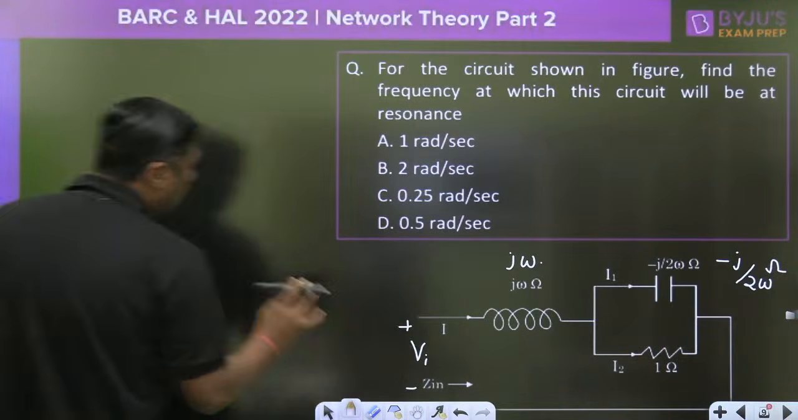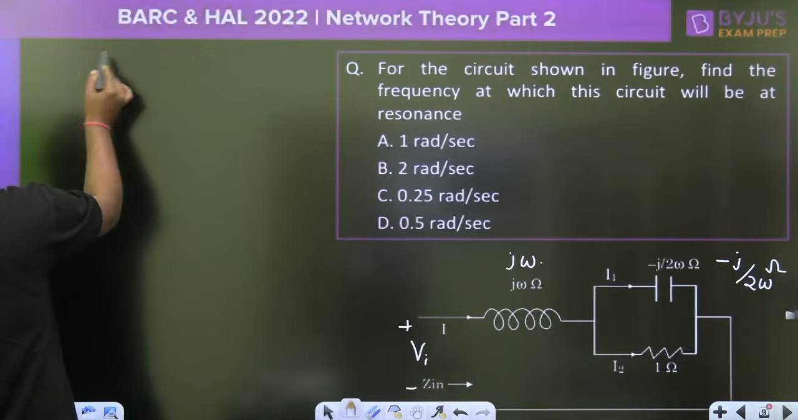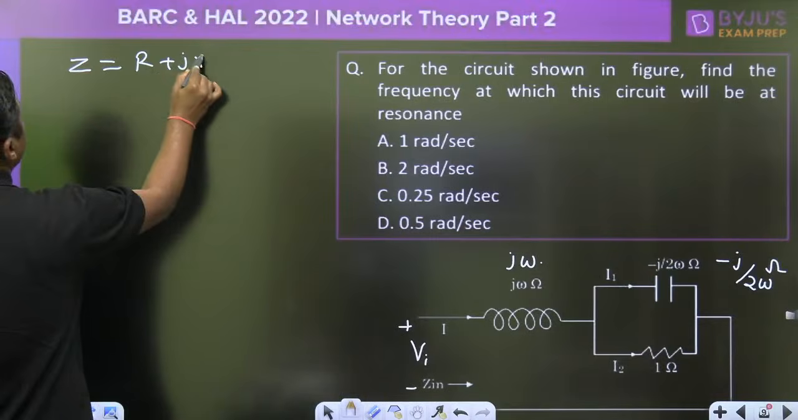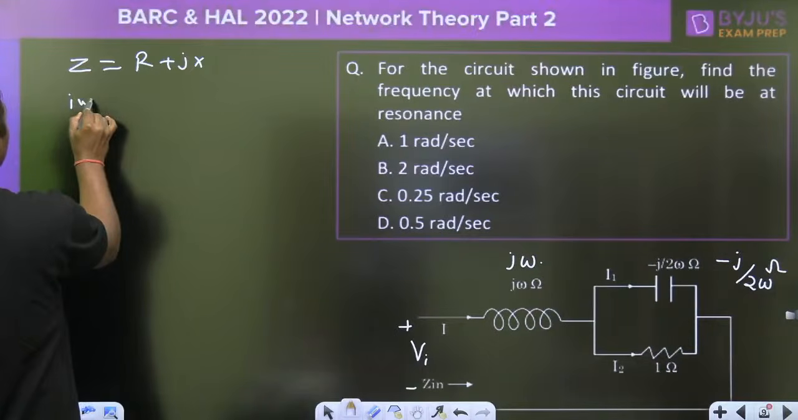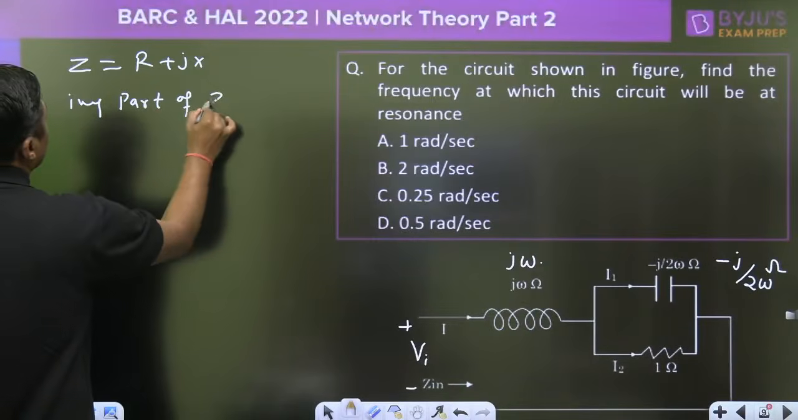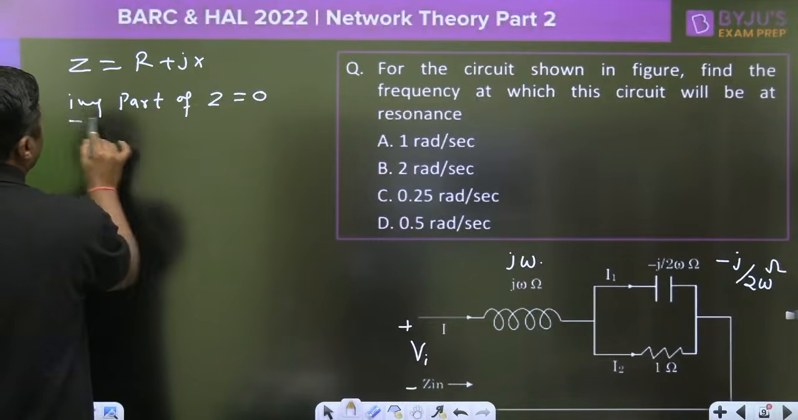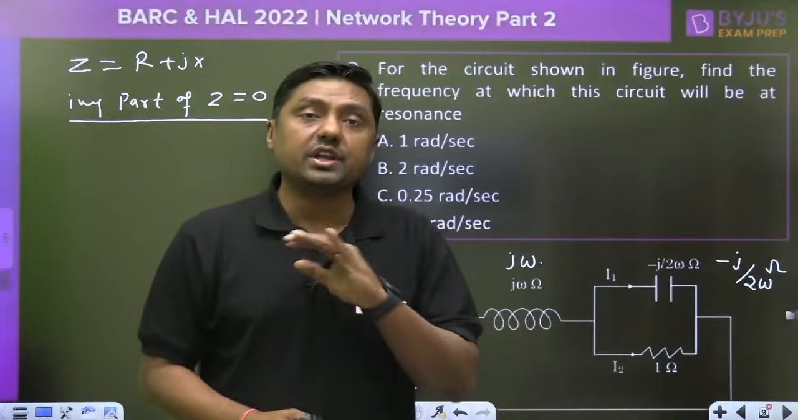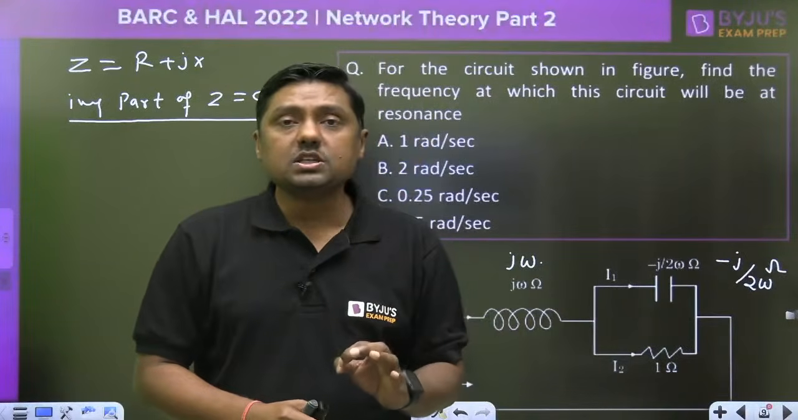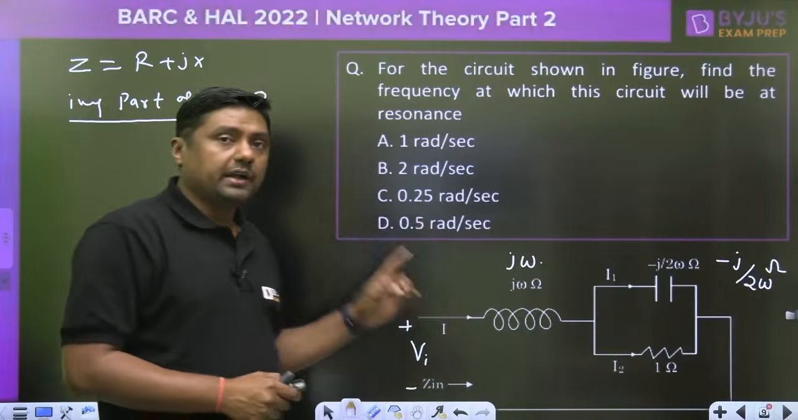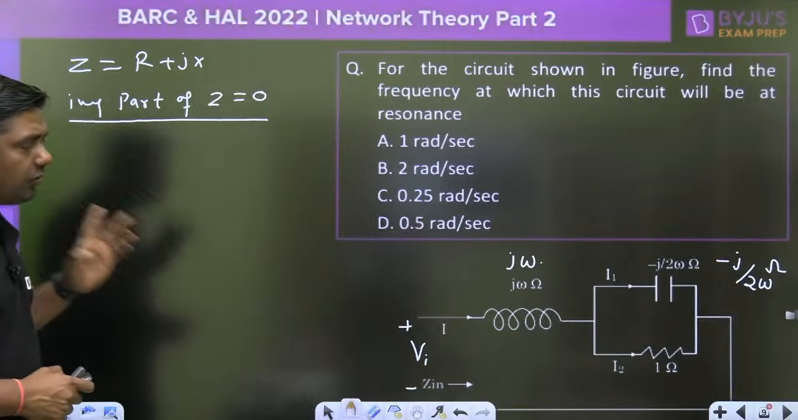This is possible when, if we have the impedance R plus jX, the imaginary part of the impedance should be equal to 0. If the imaginary part of the impedance is 0, the impedance is purely resistive. And if the impedance is purely resistive, then current and voltage will be in the same phase.